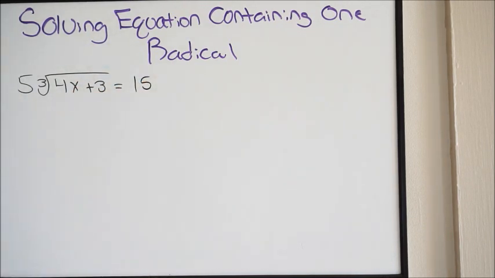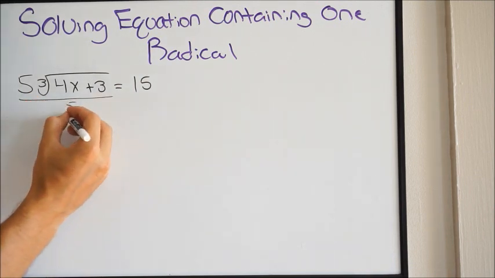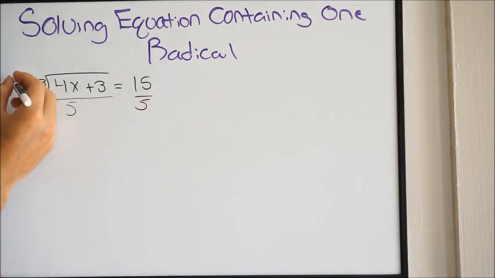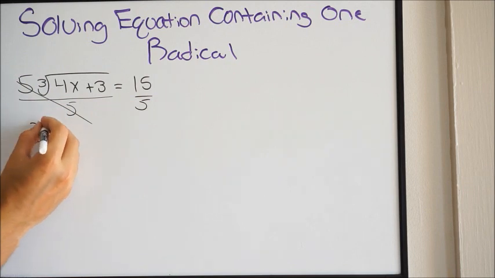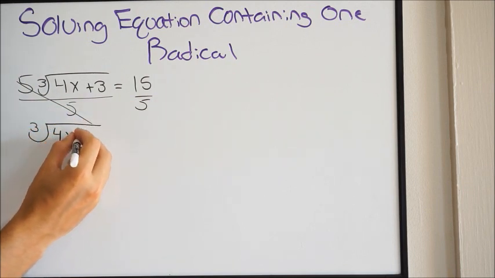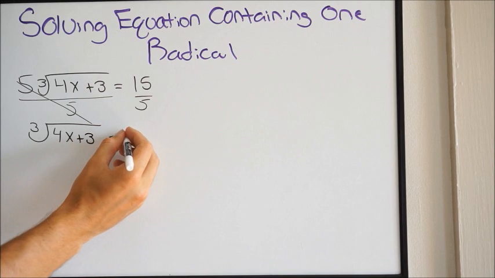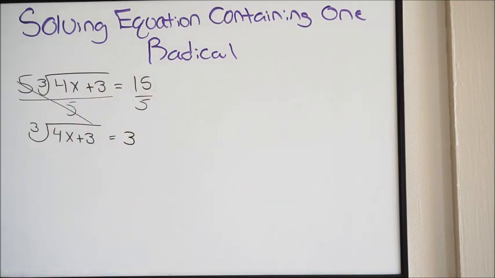So again, when you're solving these equations that are dealing with radicals, you want to try to isolate the radical, okay, by itself. So notice this 5 here, right? We're multiplying by 5. We want to divide both sides by 5. So divide both sides by 5, then we're left with the cubed root of 4x plus 3 equal to, well, 15 divided by 5 is 3, right?